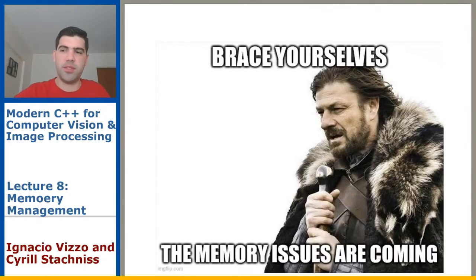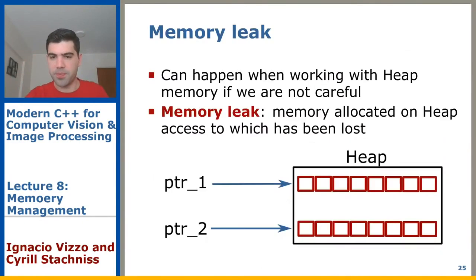Okay, so let's go through the memory issues. The first victim of managing memory is the programmers. People who program are people like me, dumb people, so you will make mistakes. The first thing that could happen is the memory leak. This can happen when working with the heap, if you're not careful. A memory leak is memory that was allocated on the heap, and the access to this memory was lost.